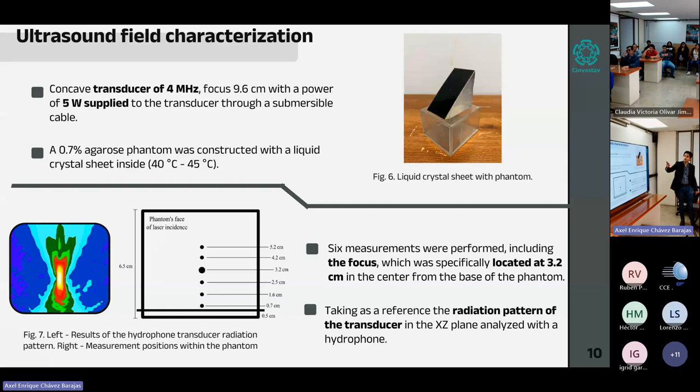Second, the ultrasound field characterization. As I said, a concave transducer of 4 megahertz with a focus at 9.6 centimeters and a power of 5 watts was used. The medium analyzed was a 0.7 agarose phantom, and to locate exactly the point of the transducer focus in the medium, a phantom was constructed with a liquid crystal sheet inside, with a temperature range of 40 to 45 degrees. It was positioned diagonally inside the phantom.